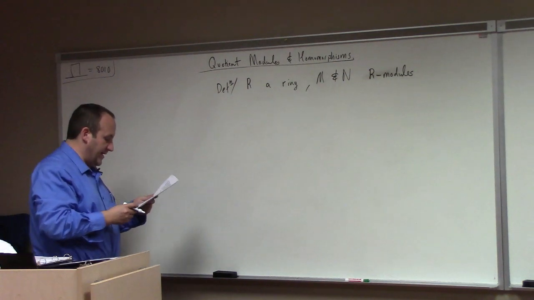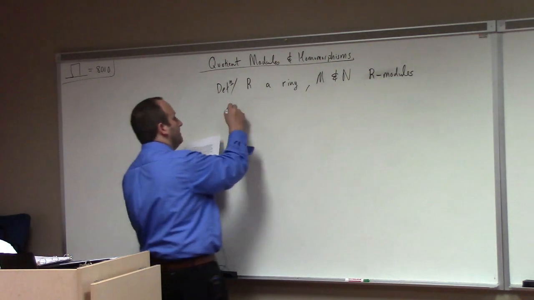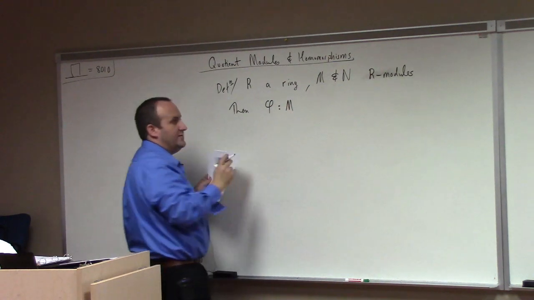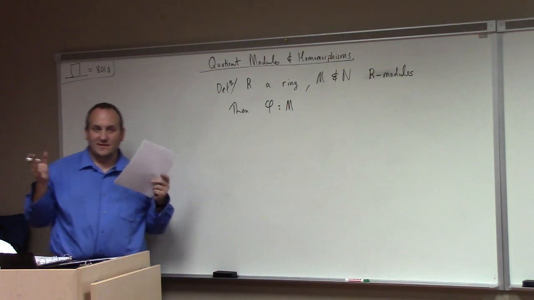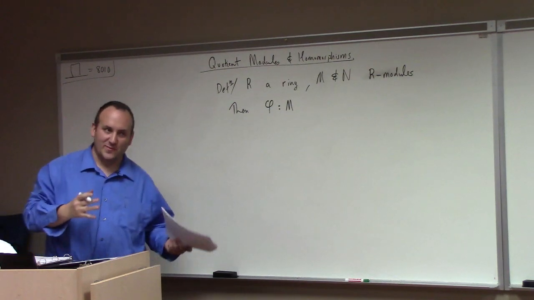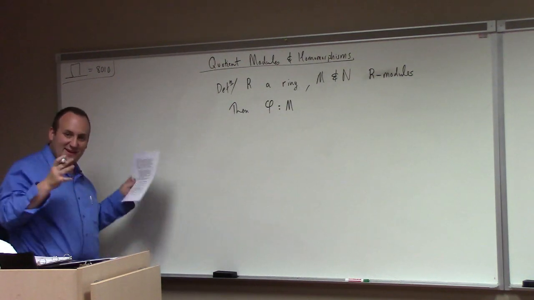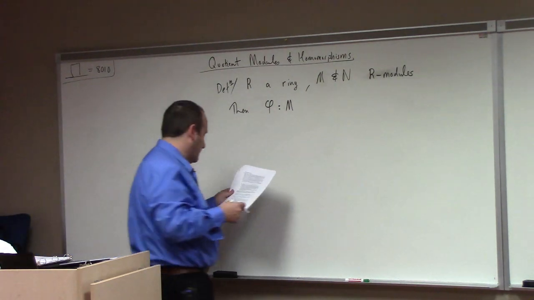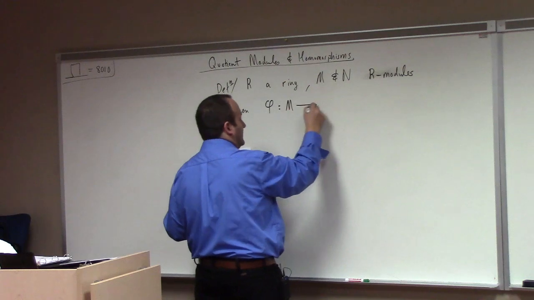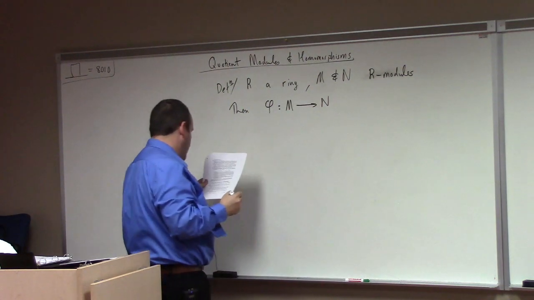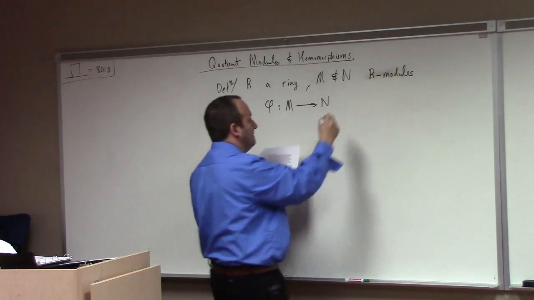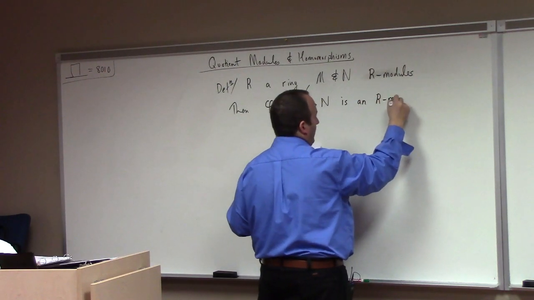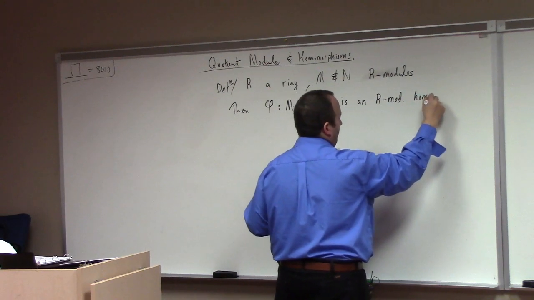Then we can talk about a map from M to N. And let's agree that M and N will be R modules, and that R will be a ring in the remainder of this lecture, and I will not write those words on the board again. All right, so M and N are R modules, R is a ring. So φ from M to N is an R module homomorphism if what?